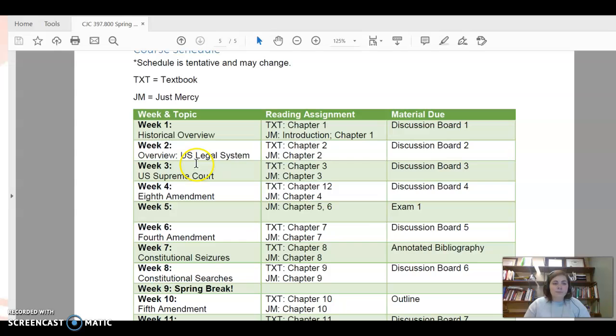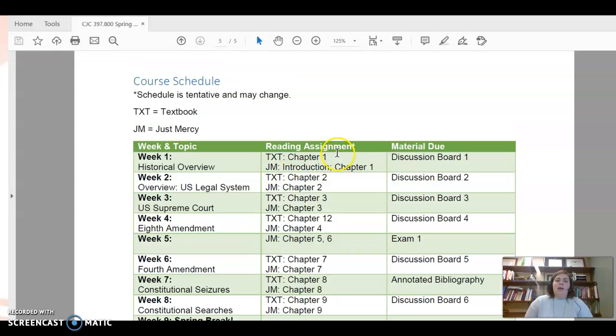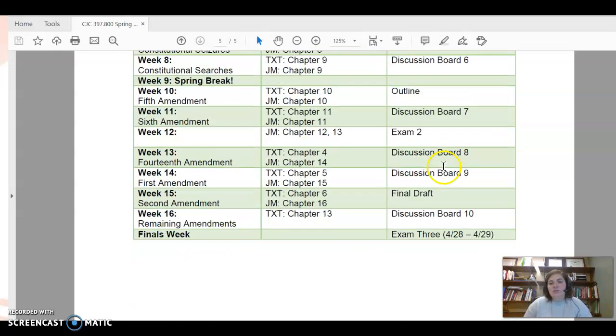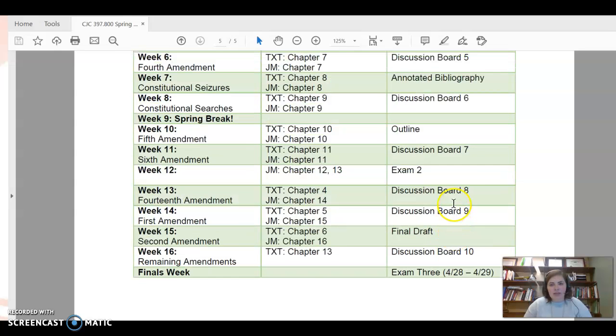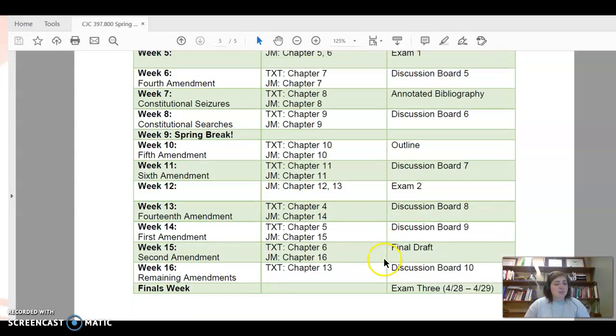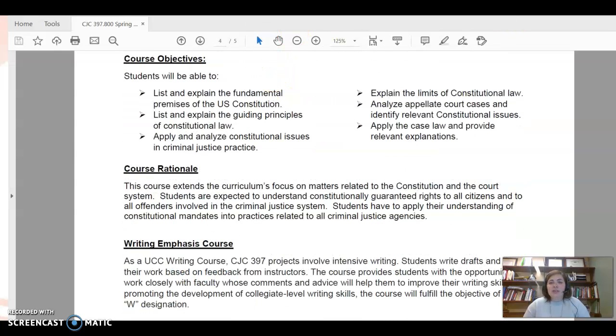And then after that is our course schedule. TXT is for the textbook, which is this book or the access code you have. JM is for Just Mercy by Brian Stevenson. So this first week, discussion board 1 is due, and then we have chapter 1 of each book, okay? And so then each week you're going to have something due in this class. I tried to just make one thing per week and spread it out throughout the semester. Your annotated bibliography is going to be due week 7, so you can expect more information about that shortly, okay? So that is kind of an overview of the syllabus.